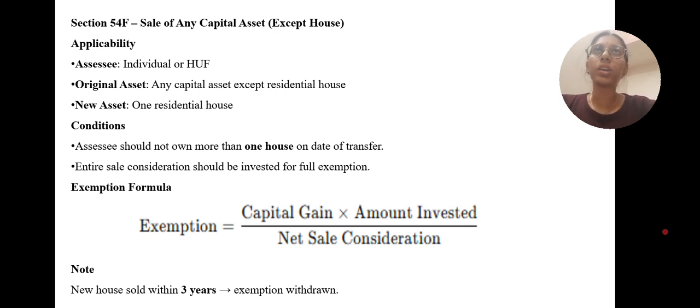If I have 5 assets, one being a residential house, I will leave that house out. The remaining 4 assets are included as sale of a capital asset. Investment in a house property is exempted. But the condition is that you should not own more than one residential house. The formula to calculate exemption is capital gain into amount invested divided by net sale consideration. Also, the house should be purchased within 3 years.